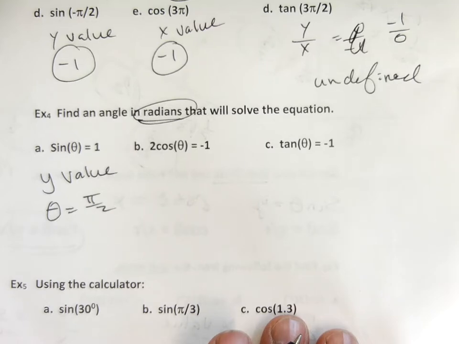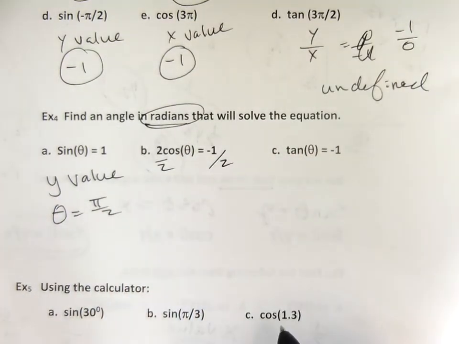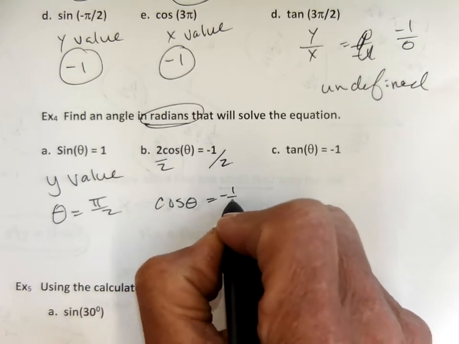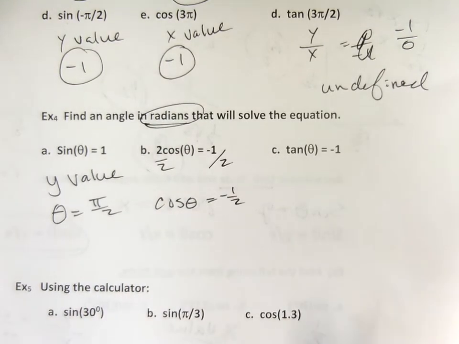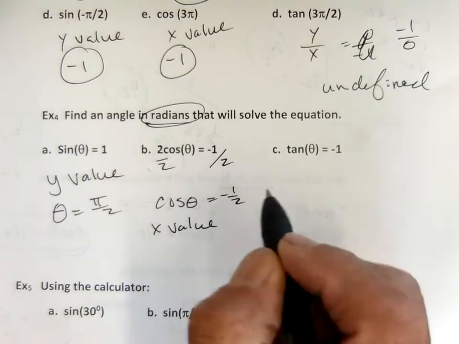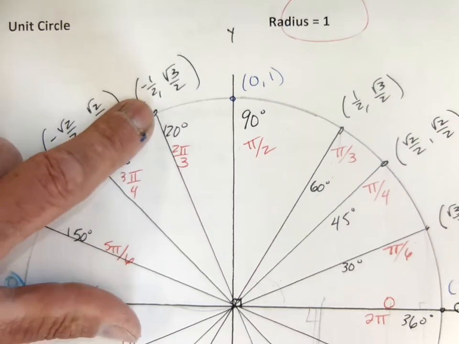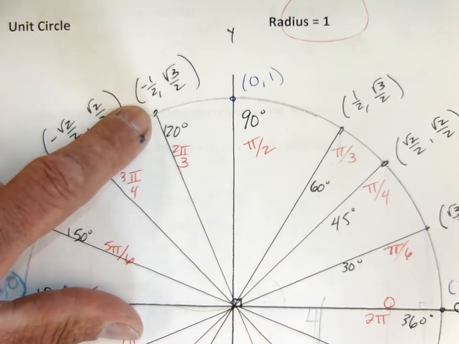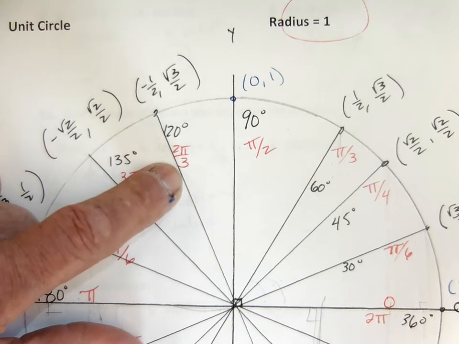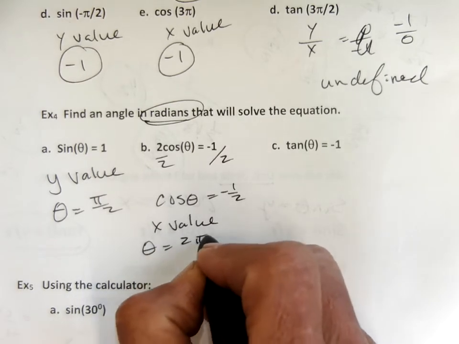Let's divide by 2 first. Cosine of theta is equal to negative 1/2. I need an x value of negative 1/2. Well, it's right there. There's my x value of negative 1/2, which is 2 pi thirds. You guys see that? So my theta is 2 pi thirds.